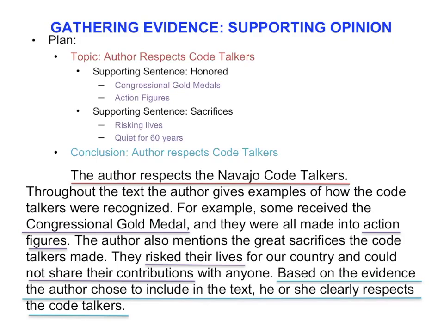You know, Ms. Snyder, I think you did a great job supporting your inference of the author respecting the code talkers. I think you did a great job of including some evidence straight from the text, but also I really hear your voice in the explanation and the elaboration. I think you did a great job.